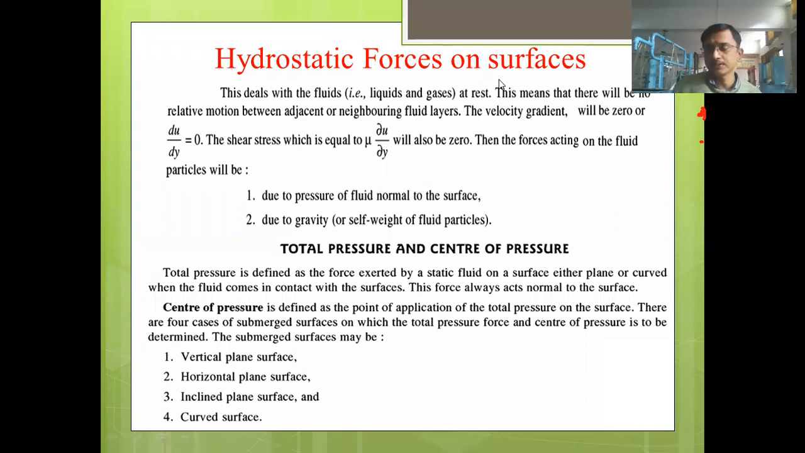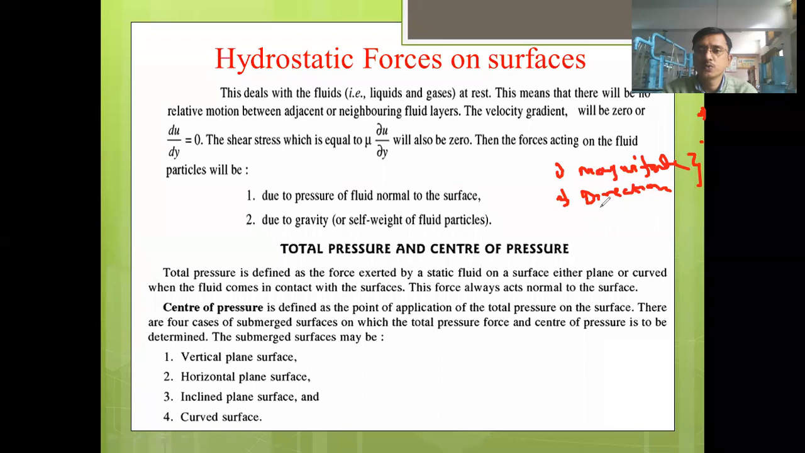So what is center of pressure? We know that force has different characteristics or properties or components. Force has the magnitude. Then the second characteristic of the force is that force has the direction, which means force is a vector quantity, because it has both the magnitude as well as the direction.